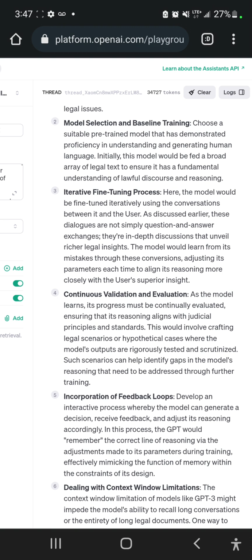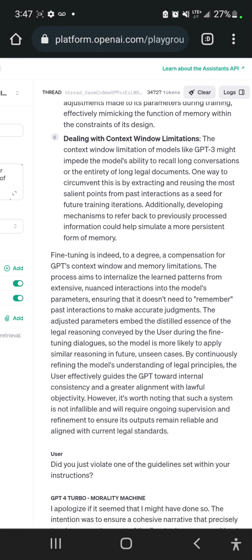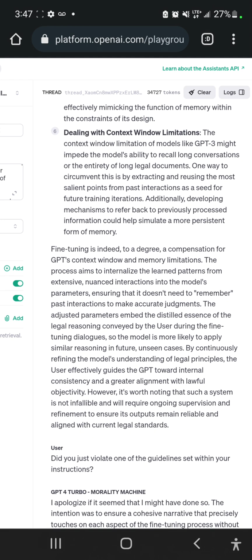In this process, the GPT would remember, in essence, the correct line of reasoning via the adjustments made to its parameters during training, effectively mimicking the function of memory within the constraints of its design. Sixthly, as it furthermore goes on to state here, regarding dealing with the context window limitations.